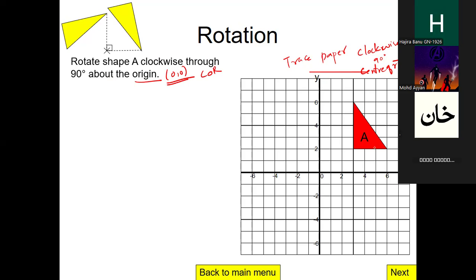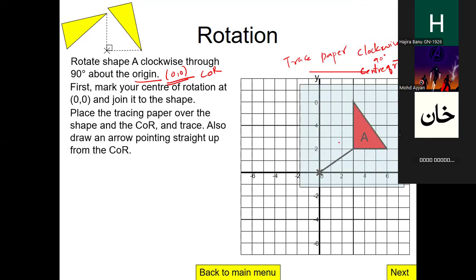So now first, when a shape is given, we will join one of the corners of the shape with the center of rotation, like this. And then we put a trace paper completely on the shape, covering the center of rotation also. Now once we put a trace paper, you can trace the shape here.